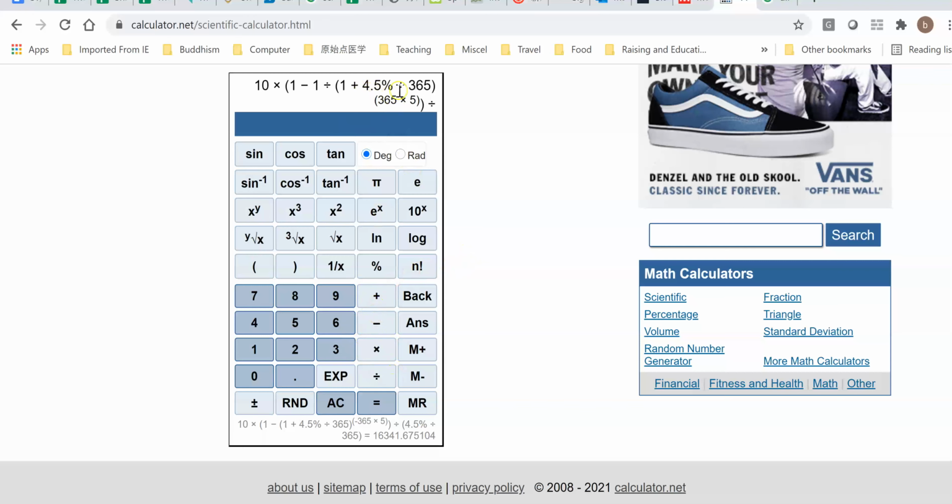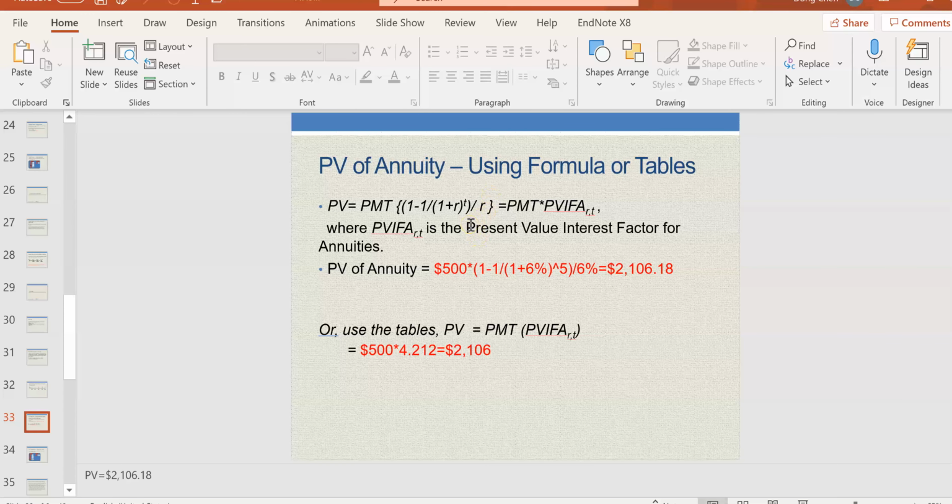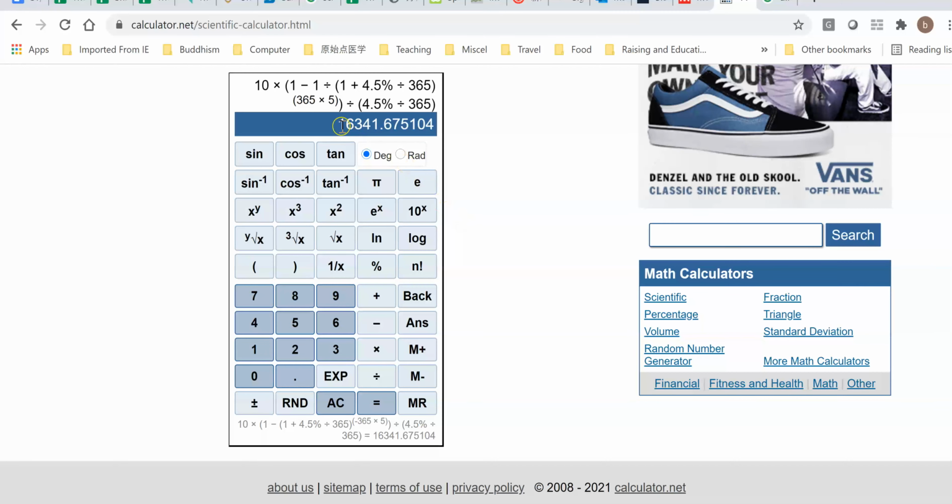But again, because we need to do the division, we need to get the daily interest rate. So for the calculation, I need to add the parentheses again. So it's 4.5%, and then divided by 365, and then close that. So just double check whether we didn't miss anything. I believe, yeah, we didn't miss anything. So 6341 point, if we keep 2 decimal places, that will make 0.68 to be the final answer.